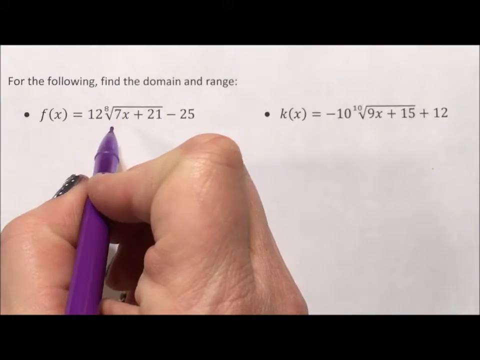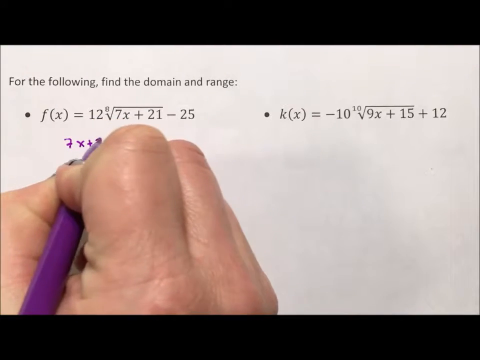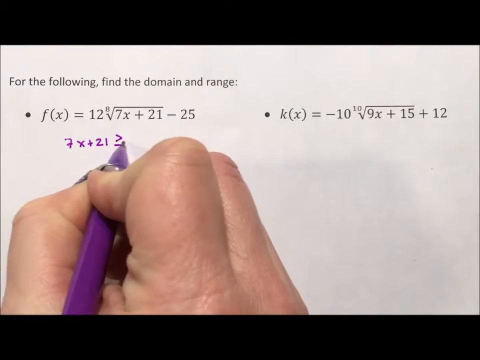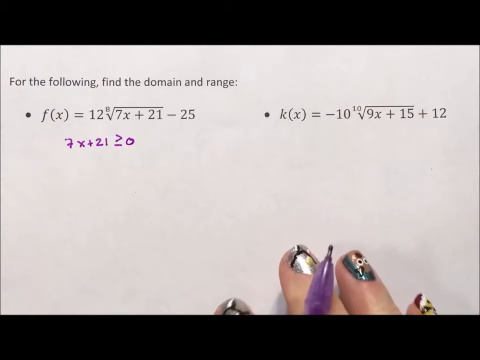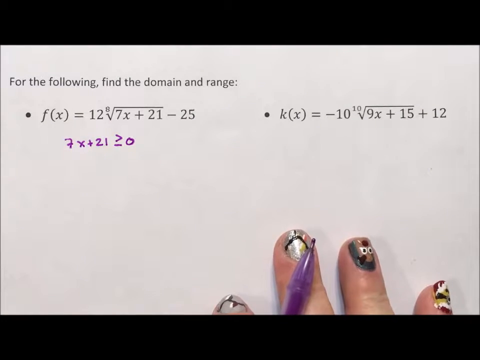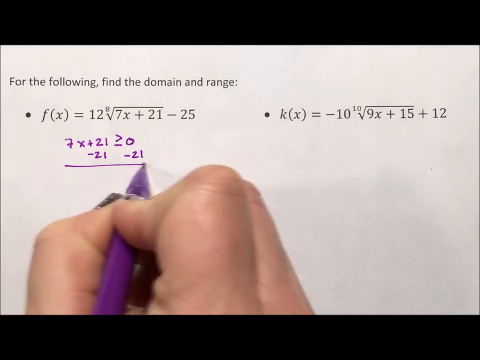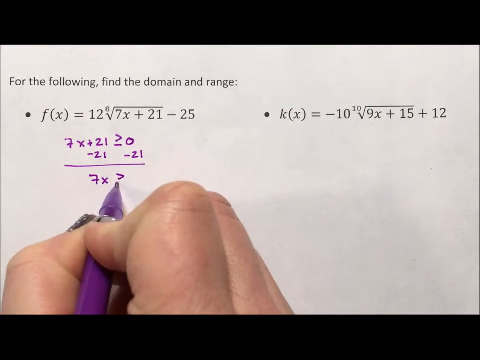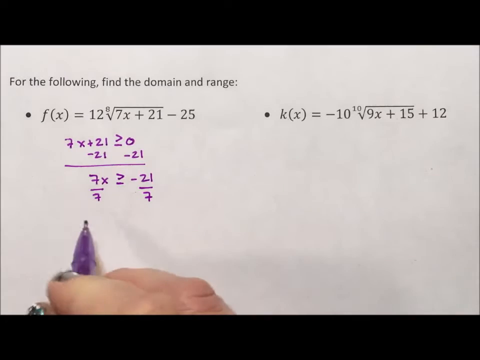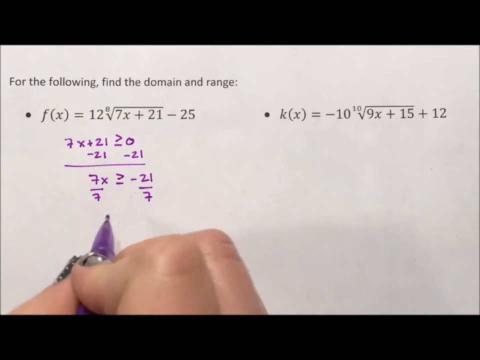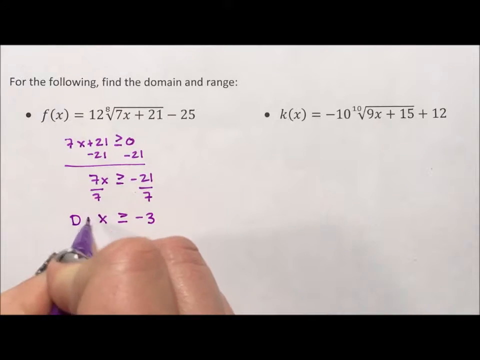Okay, to figure out the domain, we take 7x plus 21 and say that it has to be greater than or equal to 0 because the restriction on an even radical is that what's under the radical has to be non-negative. So we subtract 21 from both sides. We get that 7x is greater than or equal to negative 21. Divide by 7. Don't mistake this for dividing by a negative. We're dividing into a negative, but the inequality stays exactly the same way. And that's going to be our domain.